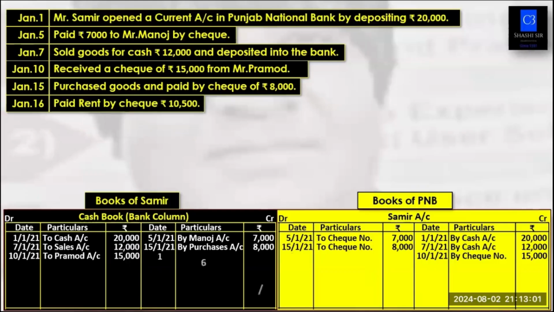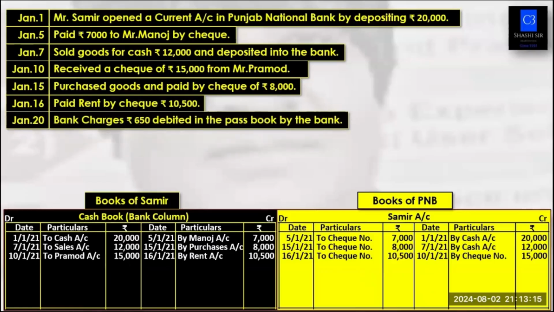Next transaction, paid rent by check. This will be recorded on the credit side of cash book by rent, and on the debit side of Samir account in the Punjab National Bank's book. On Jan 20, bank charges rupees 650. It's an expense for us. So bank charges will be recorded on the credit side of cash book, 650, and bank is going to debit Samir's account by rupees 650.